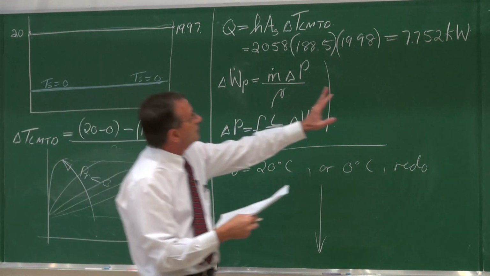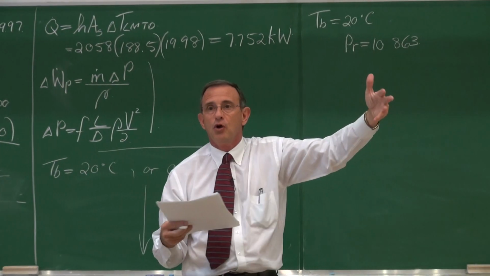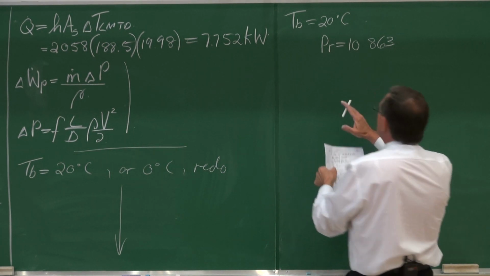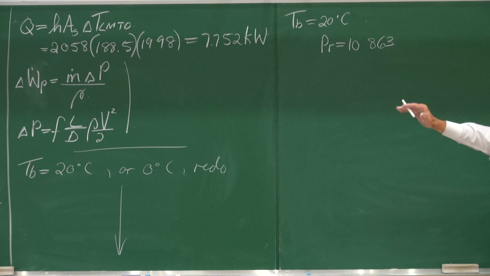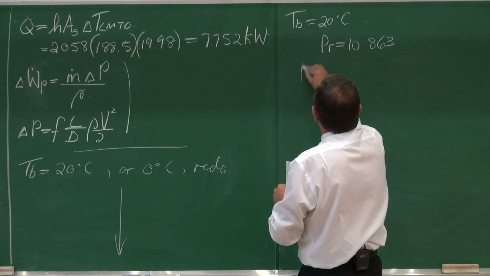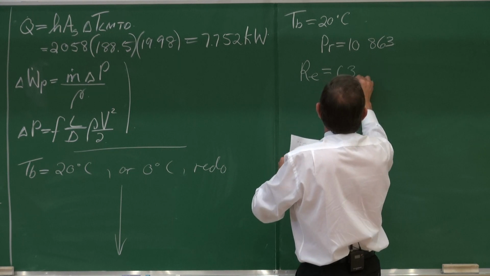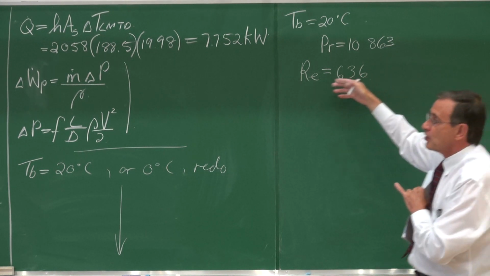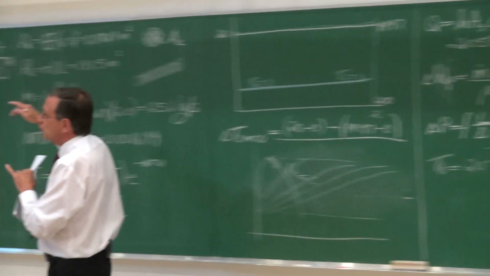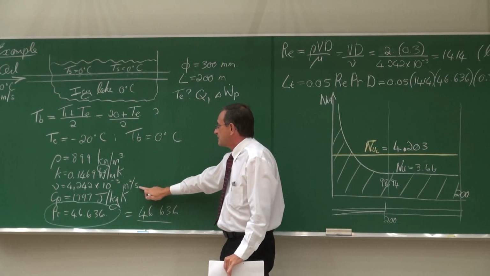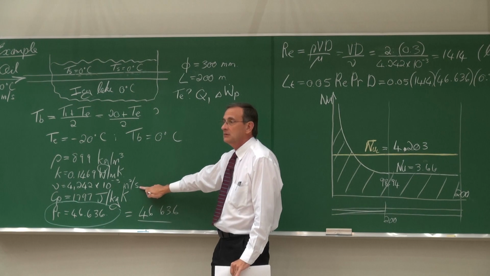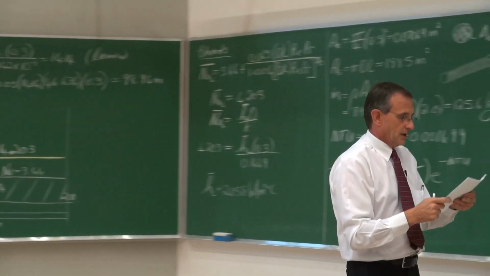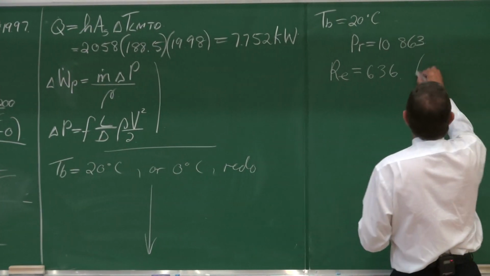Okay. So based on that, let's assume a bulk temperature of 20. Prandtl number is now going to be that, and now we redo all the calculations and just look at how it changes. If you calculate the Reynolds number, it is going to change to 636. Why? Not because of the Prandtl number, but most probably because of the viscosity, which changes a lot. However, it's still in the laminar flow regime.